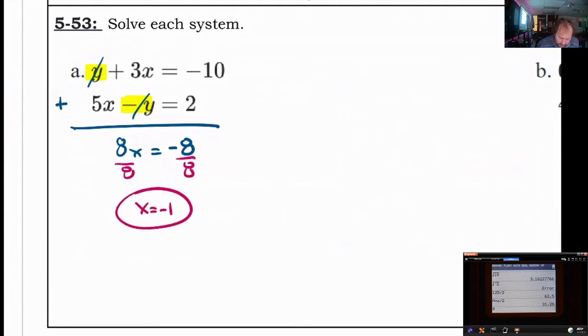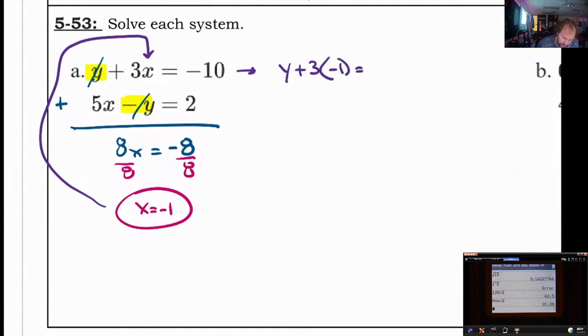that's that. Well, that's not that. You still have to solve for y, but you can do that. I'm going to use the top equation here, I think, because that's pretty simple. So the top equation is y plus 3 times x equals negative 10. So I'm going to go ahead and plug negative 1 in for x. So this is y minus 3 equals negative 10. And if we add 3 to both sides here, we're going to get y equals negative 7, and that's that.